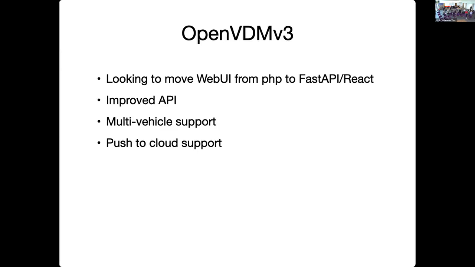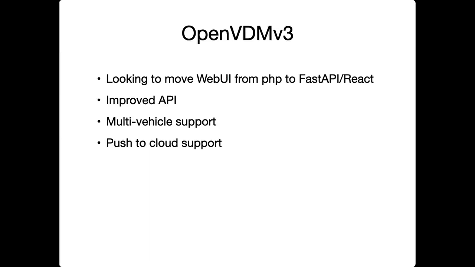Through my development of CLog, I've really bought into Node.js and the React framework for having very robust, interactive front ends. So I'll be looking to move OpenVDM to that, and FastAPI is the backend infrastructure that I'm looking to leverage, which is a RESTful API driven, Python-based server-side framework.